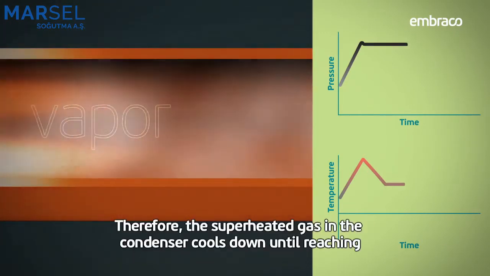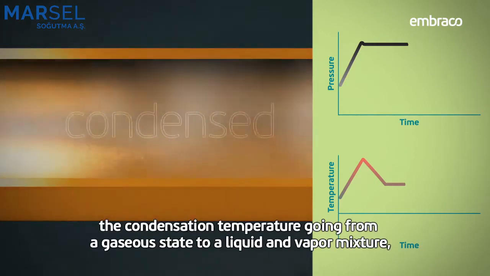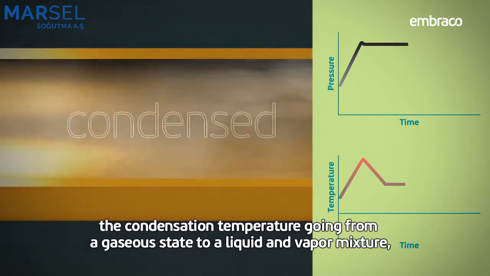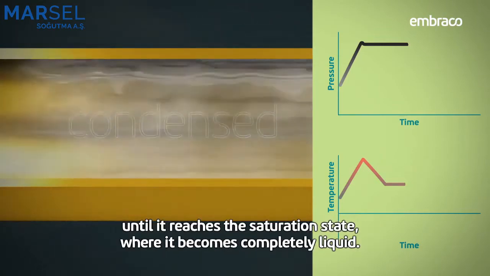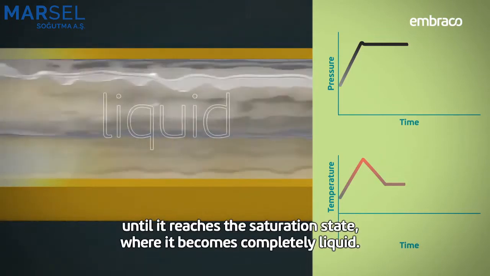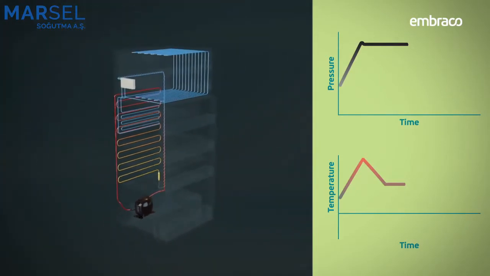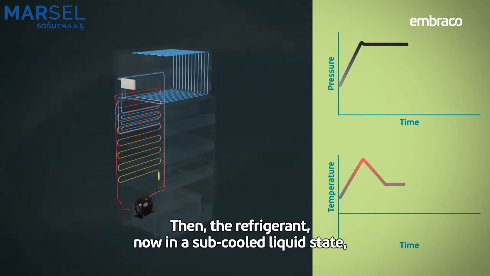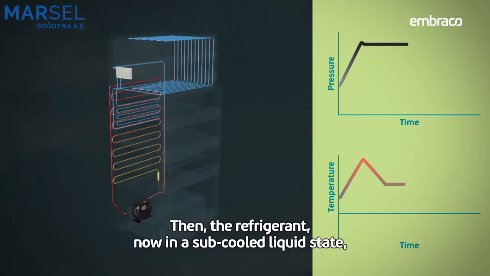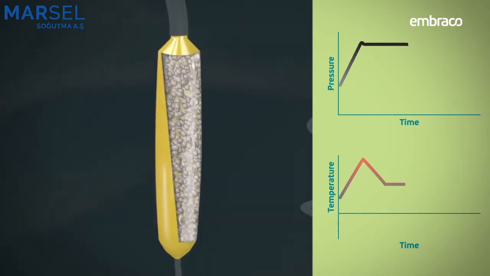Therefore, the superheated gas in the condenser cools down until reaching the condensation temperature, going from a gaseous state to a liquid and vapor mix, until it reaches the saturation state, where it becomes completely liquid. Then, the refrigerant, now in a subcooled liquid state, passes through the dryer filter, which traps residual moisture.